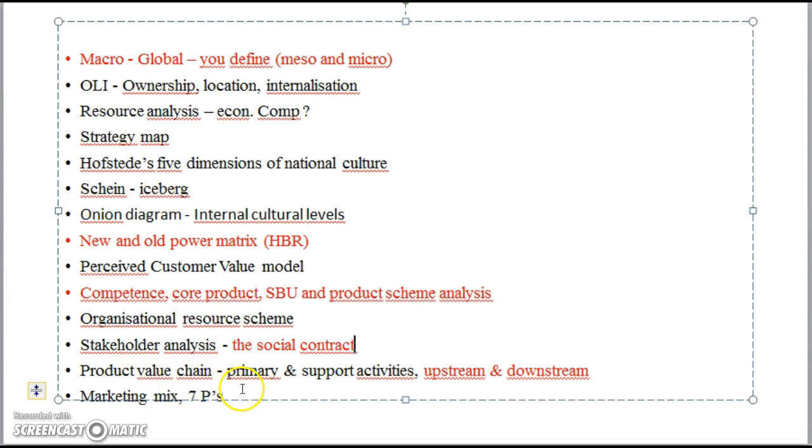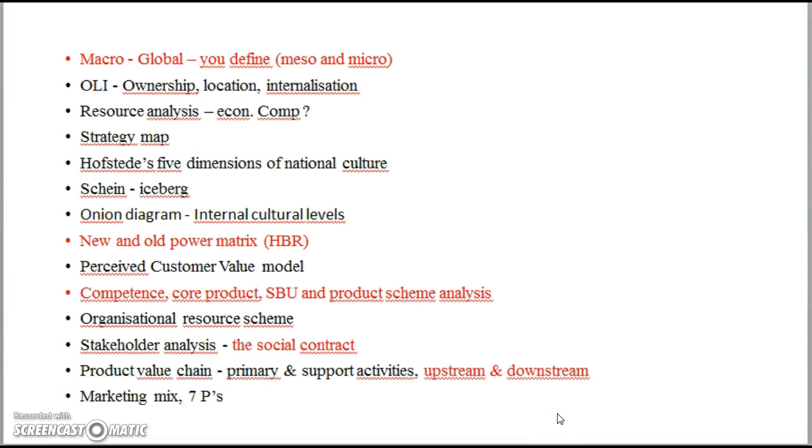Product value chain, primary and support activities, and then remember what's outside the organization. You can also make a value chain upstream, or you can elaborate on it with a value chain downstream. Also looking at the value shop now, value network. 7 P's, we've been through that several times, leave that.